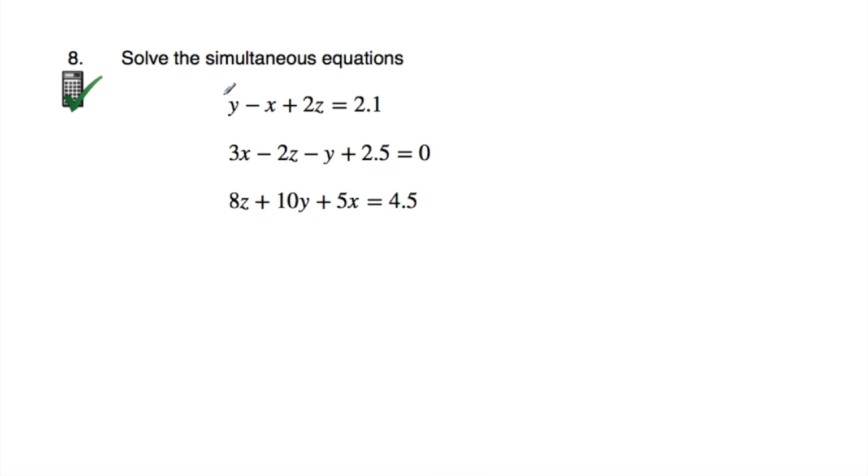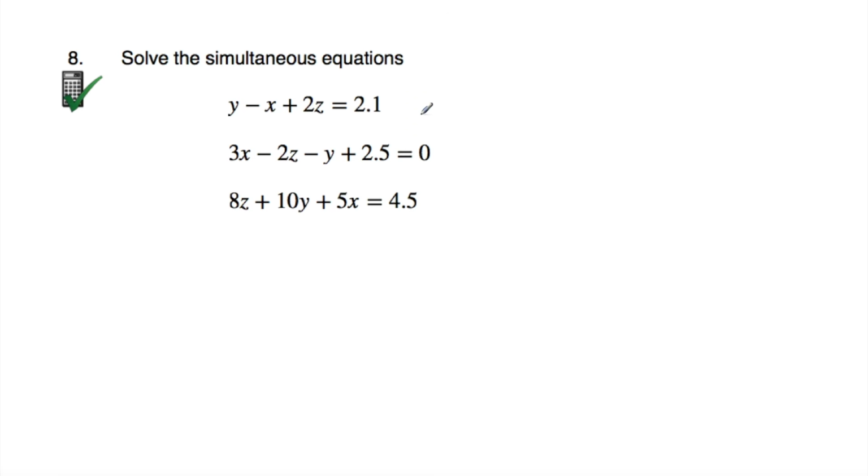So question number 8, we've been asked to solve the simultaneous equations y subtract x plus 2z equals 2.1, 3x minus 2z minus y plus 2.5 equals 0, and 8z plus 10y plus 5x equals 4.5. So in terms of solving these simultaneous equations, you'll notice here that they've been jumbled up. So rather than being an x, a y, a z, and then equals a number, here we've got a y, then subtract x plus 2z equals a number. Here we've got the plus 2.5 and then equals 0. And here we've got the z, y, and then x.